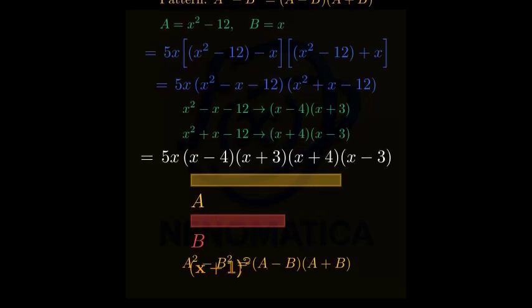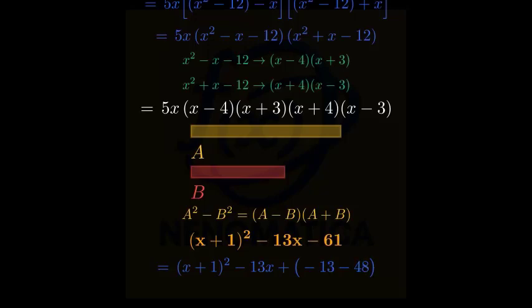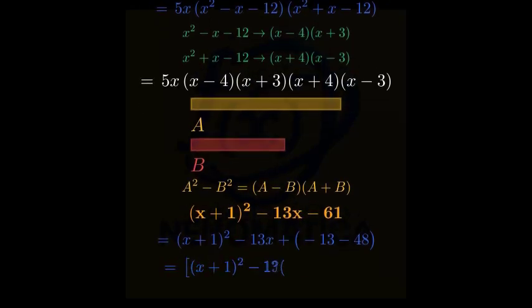Example 2. (x + 1)² − 13x − 61. We will regroup to see a quadratic in the expression x + 1. Rewrite the constant as −13 − 48, so that −13x can pair with the −13. Group as [(x + 1)² − 13(x + 1)] − 48.